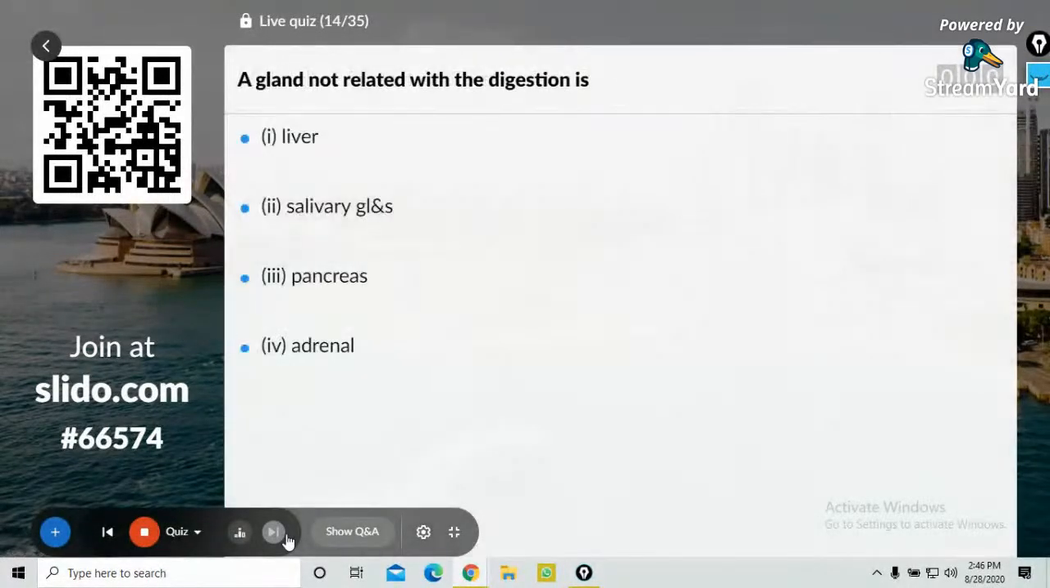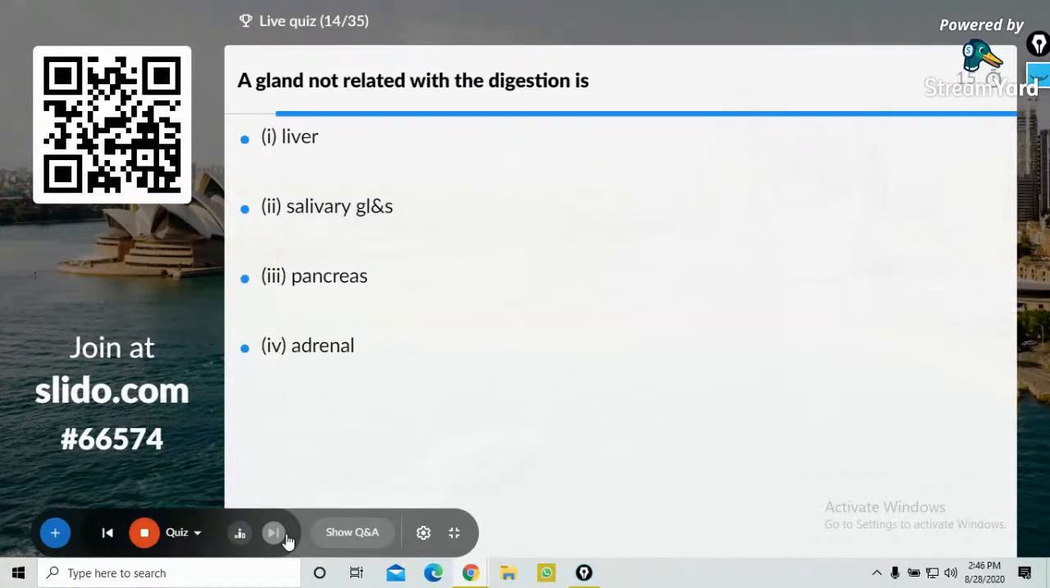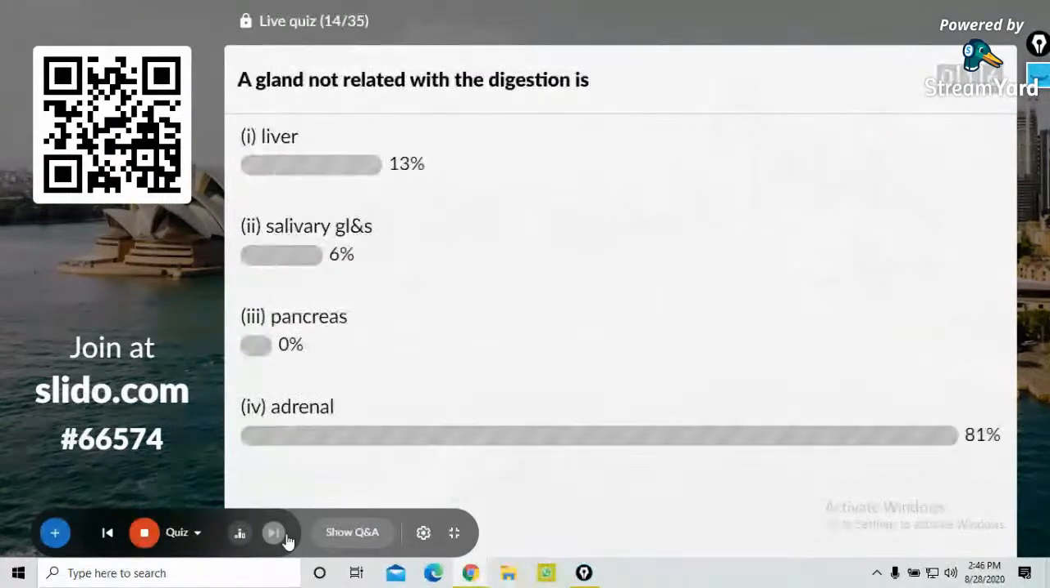A gland which is not related with digestion. Guys, you might not have studied the name of that gland, but all the other three glands we discussed in the class. So just go for the answer which is not associated with the digestive system. Just 1 minute. I'll be back with the next question on the screen.